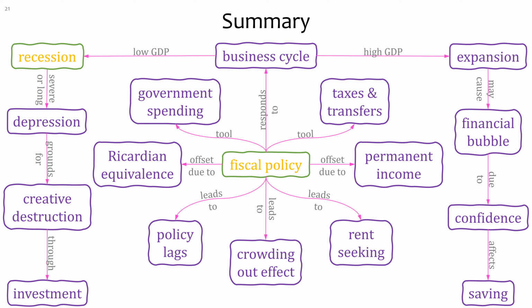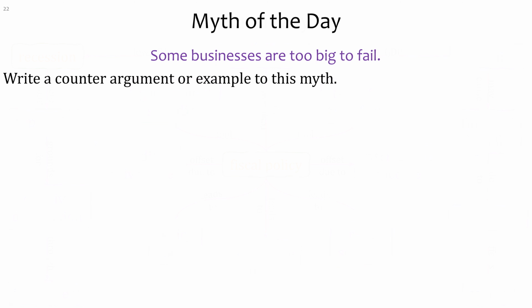So pause here, do your own neat concept map. This is a little bit messy because I had little space. Try to include disposable income also. That's a very important concept. How would you improve your answer to the myth of the day based on what you learned in this lesson? Take a minute and improve your answer right now.